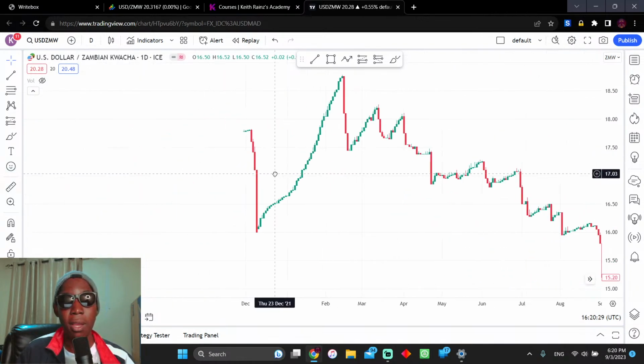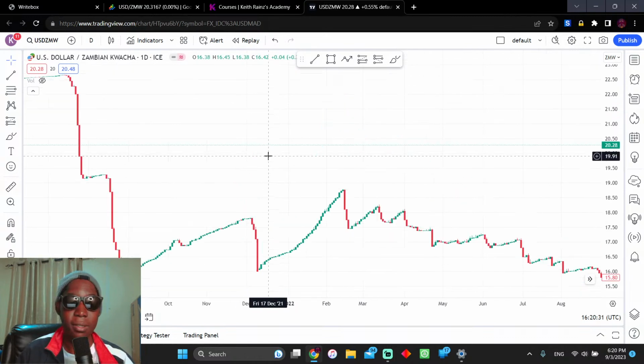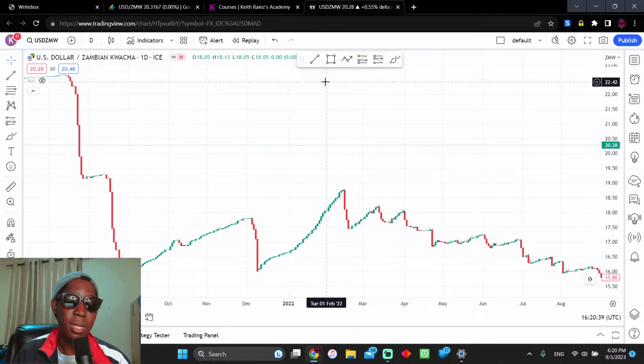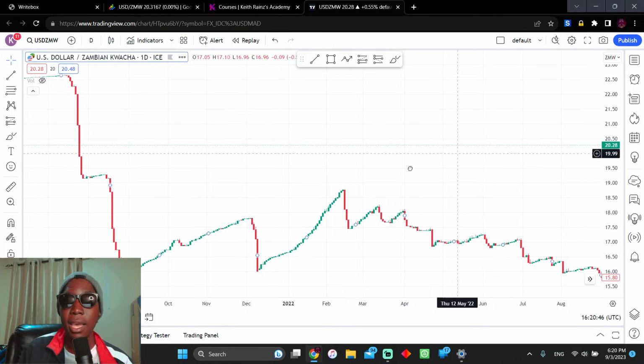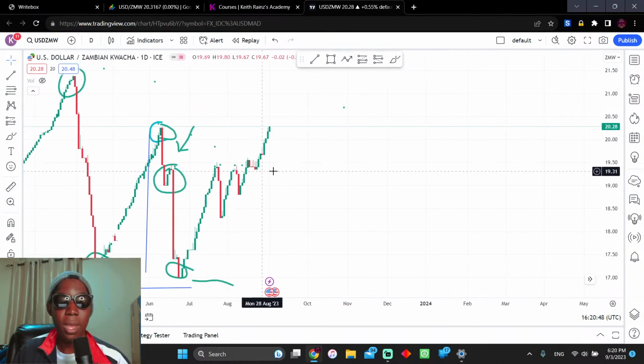So if I scroll back, these red candles mean the dollar was losing value, and you can definitely sell for as long as you can. When it's blue, the dollar was gaining value, then you just buy until you start seeing some red candles. So it's basically that. Now we are here.